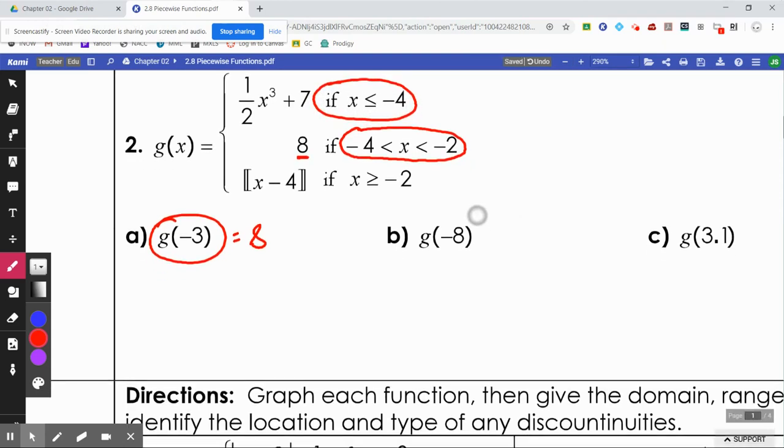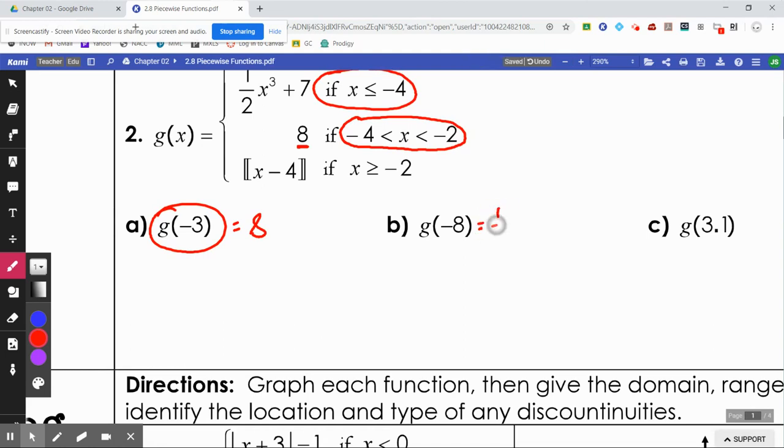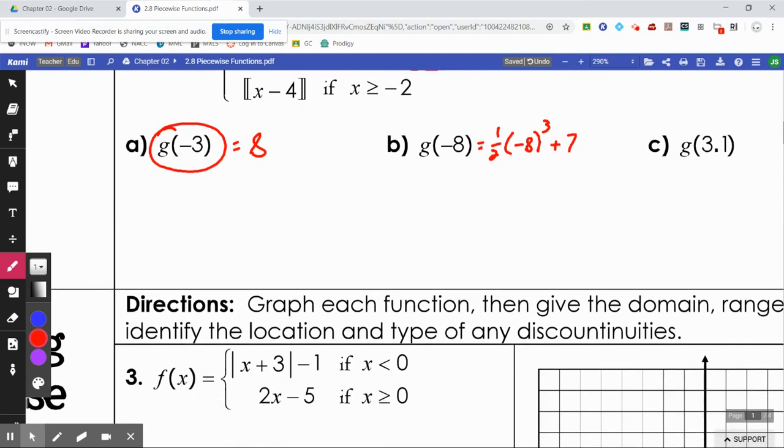-8 is smaller than -4, so we've got to do 1/2 times x to the third power, plugging in -8. That's going to be 1/2 times -8 to the third power, which is -512, plus 7. Half of -512 would be -256, plus 7 would be -249.